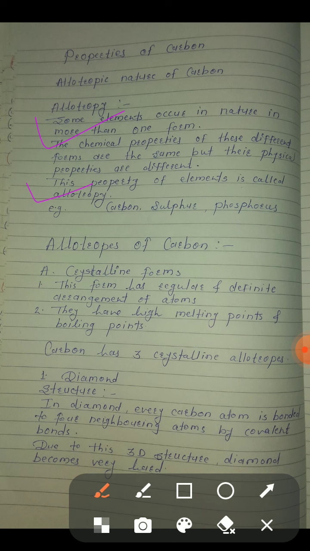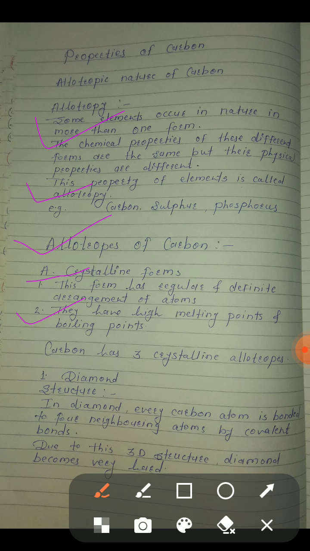Carbon has three allotropes: diamond, graphite, and fullerene. These allotropes of carbon are in the crystalline form. These forms have a regular and definite arrangement of atoms. Then they have high melting points and boiling points.